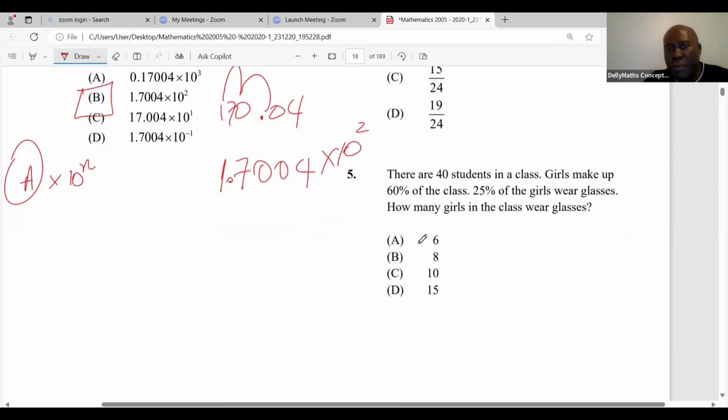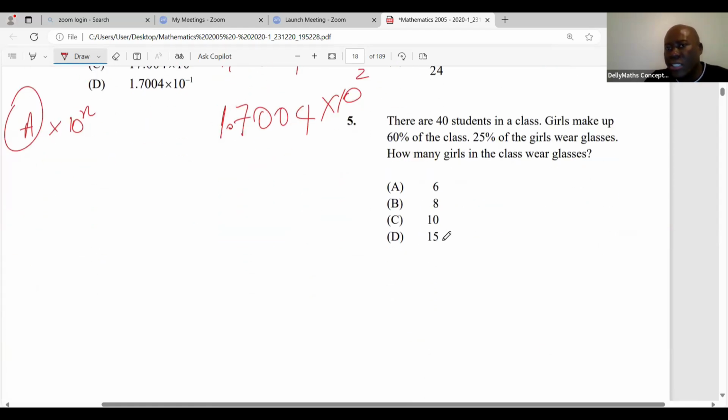So we keep moving. There are 40 students in a class. Girls make up 60% of the class. 25% of the girls wear glasses. How many girls in the class wear glasses? First, you want to find how many girls are in the class.